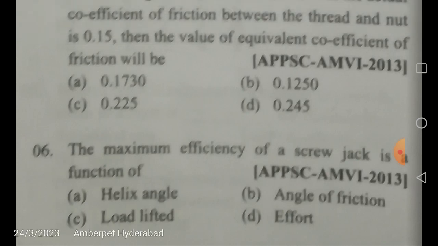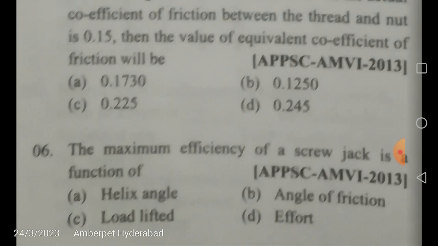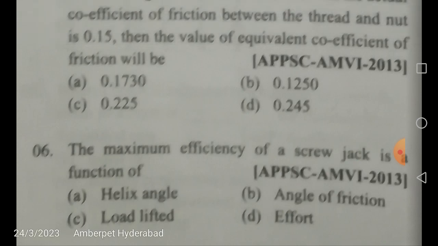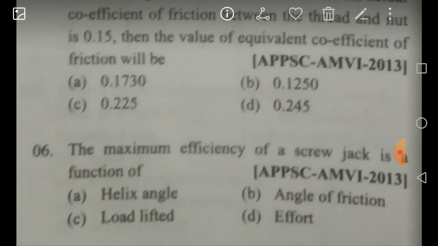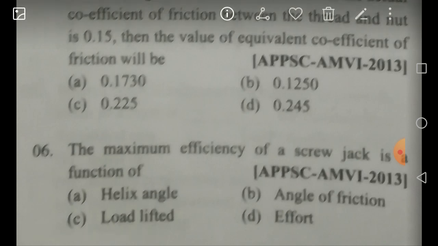Just now I told the condition for maximum efficiency for a screw jack which is having square threads. So substituting this condition, alpha is equal to 45 minus phi by 2, I am going to get the maximum efficiency of a screw jack is equal to (1 minus sin phi) whole by (1 plus sin phi), where phi is the friction angle. So it is a function of sine of the friction angle. So the correct answer is angle of friction.